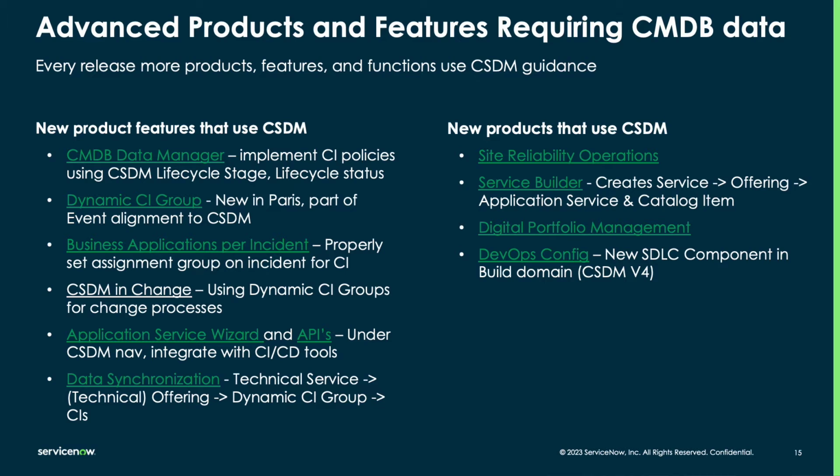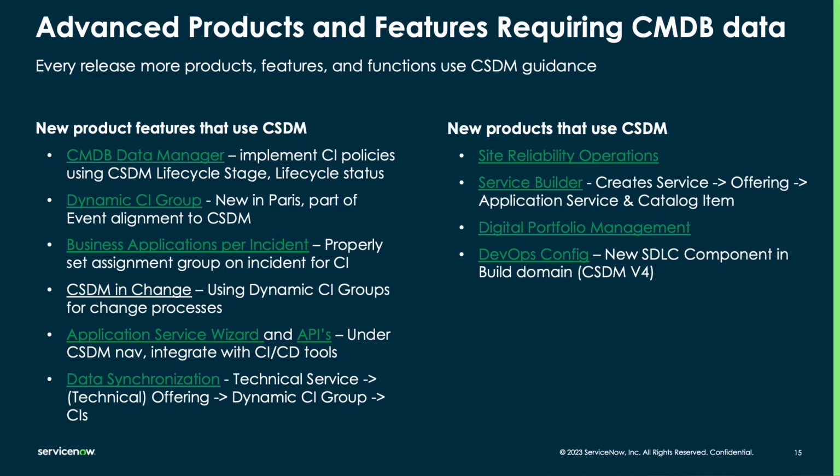The app services wizard is really a key thing: you can set up your app services in a more established way, in a process. You can approve them and then make them real and live. The products that use CSDM on the right are things like site reliability operations. This is where we allow folks that own and manage their own operational footprint to do that. That's in the store. Service Builder creates the service and the offering and connects it to things like the application services and catalog items.